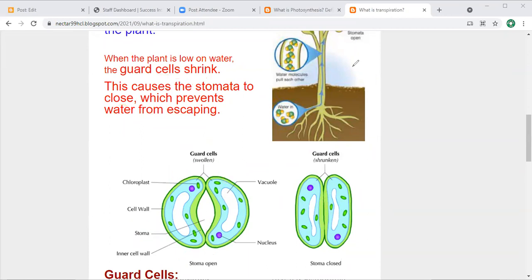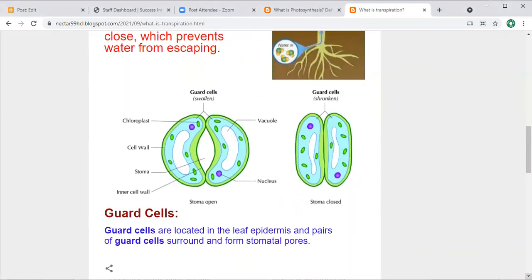Now, after understanding and seeing the guard cells, I'm going to take you back to this definition. What are these guard cells? Guard cells are located in the leaf epidermis. Where are they located? They are present in the leaf epidermis and also in the stem. Leaf epidermis, a pair of guard cells. Pair means two. So these are two guard cells here, surrounding and forming the stomata, or stomatal pore or opening. So they make this one.